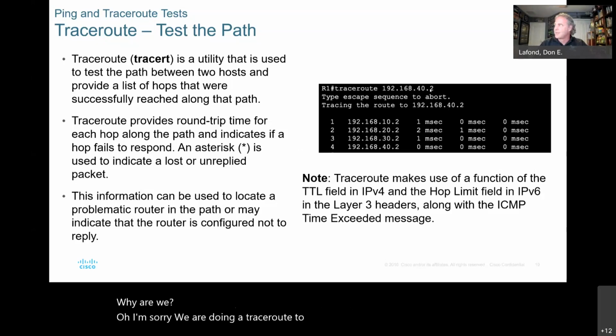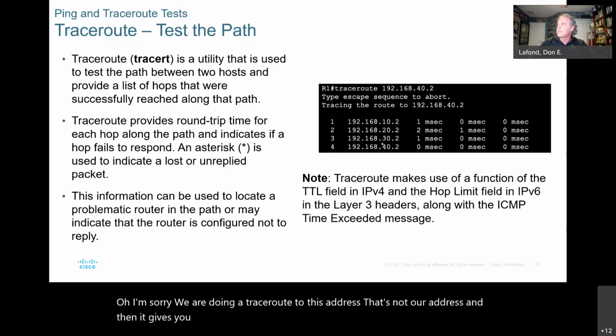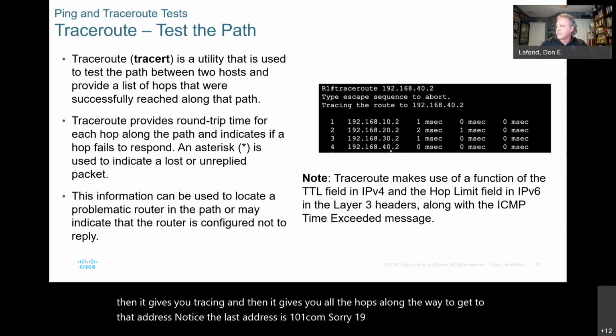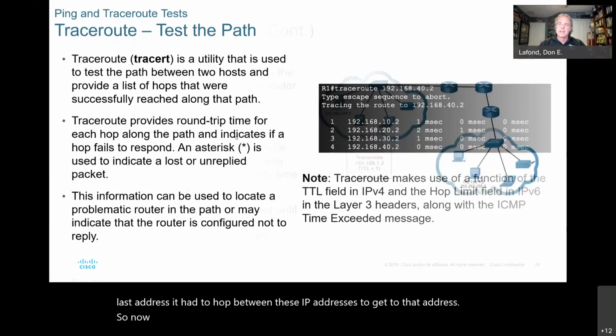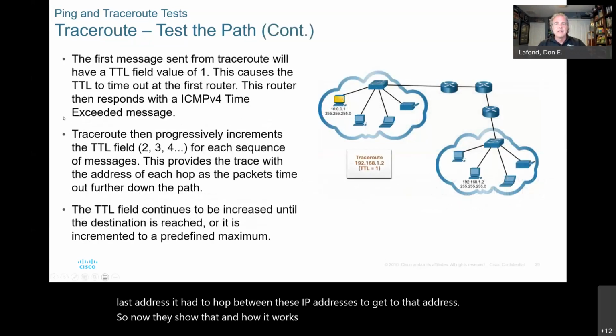That's not our address. And then it gives you tracing, and then it gives you all the hops along the way to get to that address. Notice the last address is 10.1, I'm sorry, 192.168.40.2. That's the last address. It had to hop between these IP addresses to get to that address. All right. So now they show that and how it works using the TTL field.